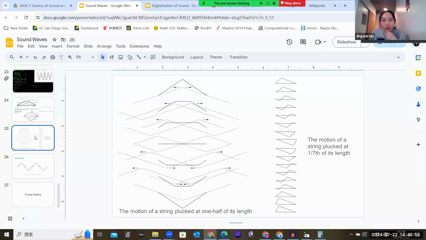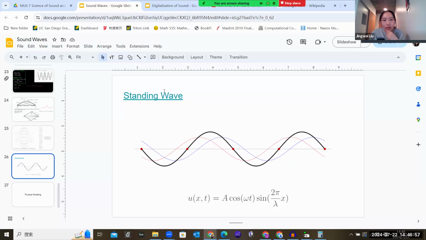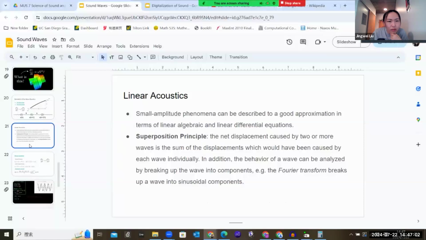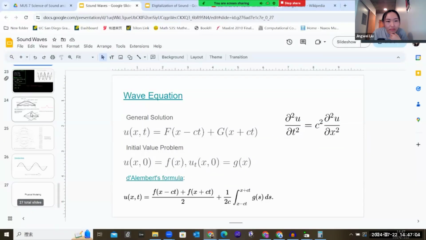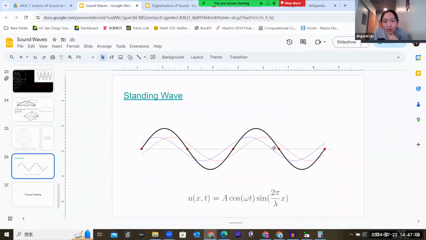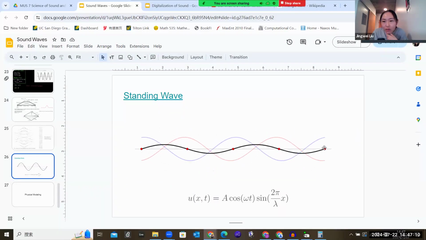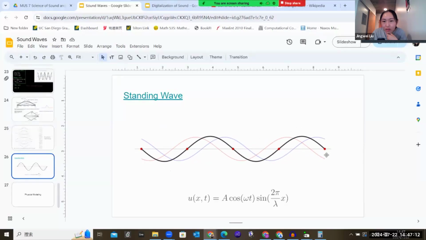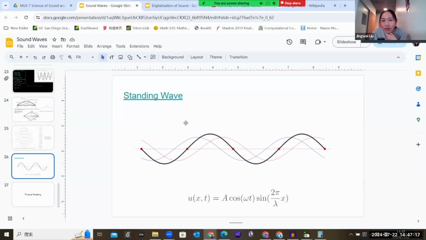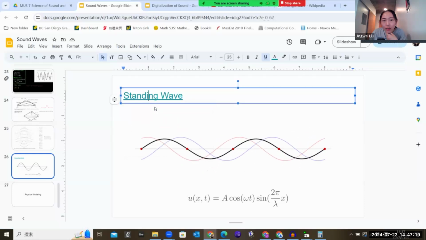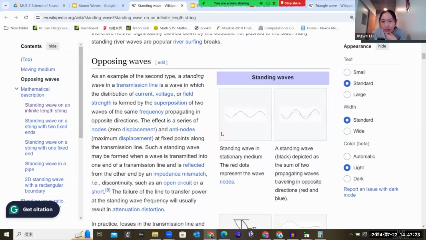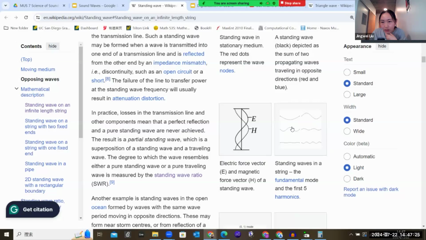So when we talk about the boundary condition on these standing waves, right? For standing waves, because now you have these two boundaries, two fixed nodes, which means you can only have this type of wave that are of this form.